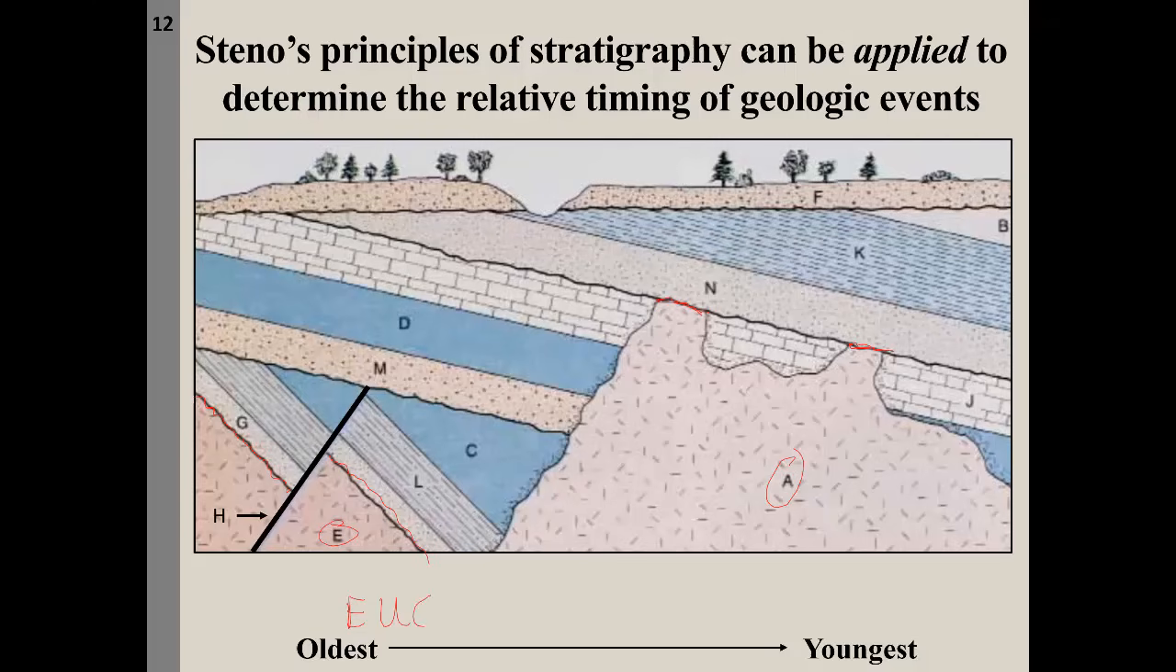And then we're going to have G, L, and C, because those just stack up. Law of superposition, original horizontality, all is great. Now we've got to look. We've got another unconformity between C and M. We also have a fault here, H, that stops at M.